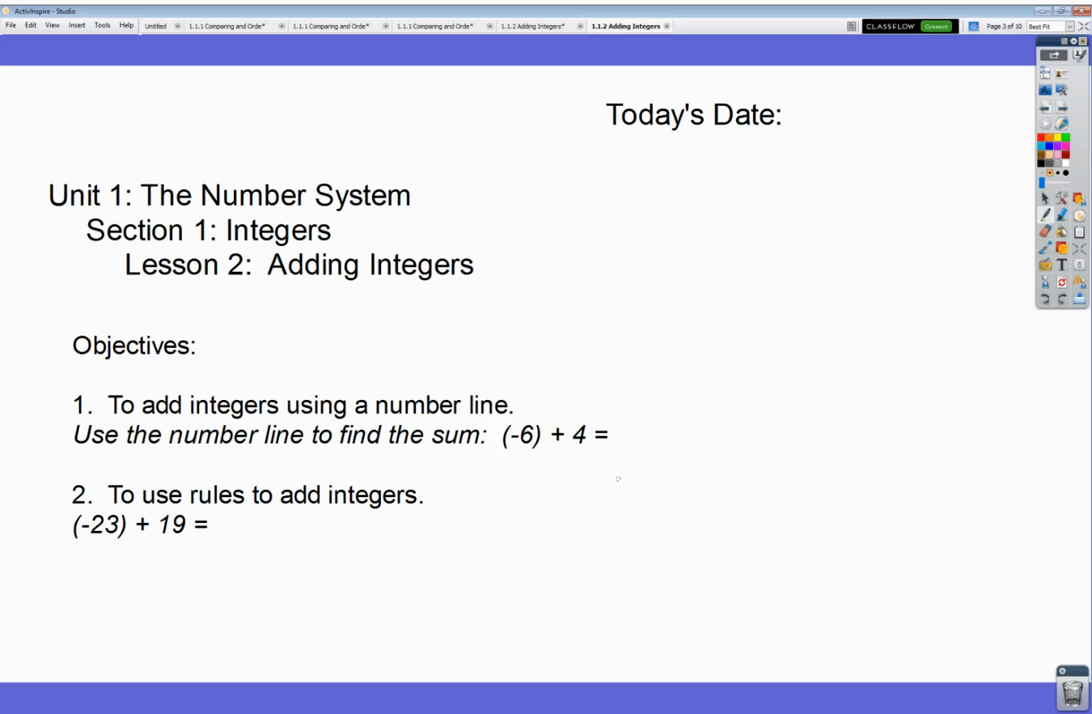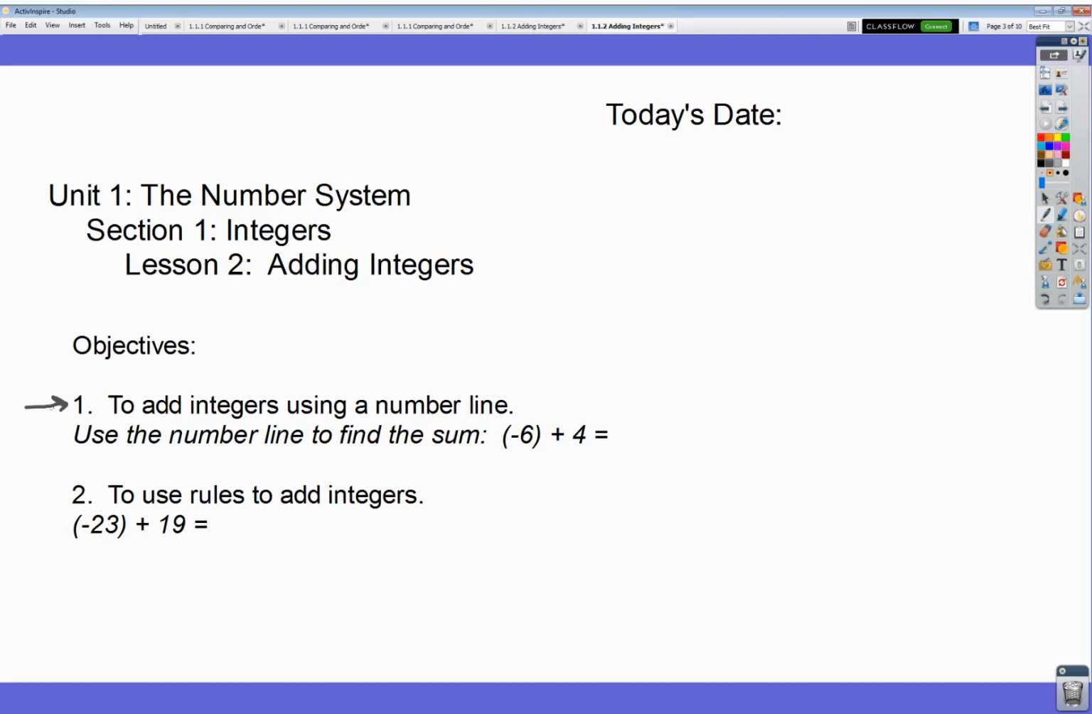Today we're going to be looking at Lesson 2, Adding Integers. We have two objectives in this lesson, and I'll probably encourage you to stop after the first objective and do the homework that goes with that objective, and then come back later and look at Objective 2. Objective 1 is to add integers using a number line.